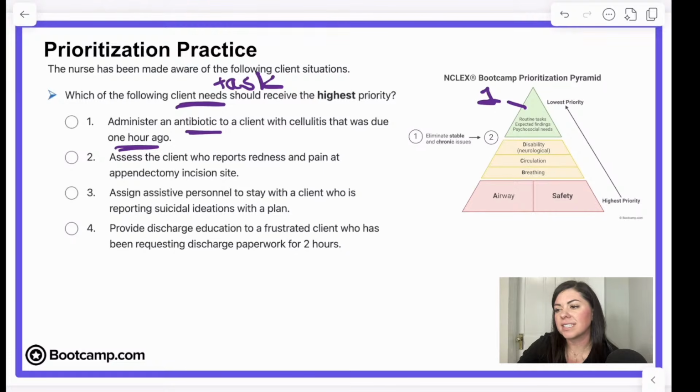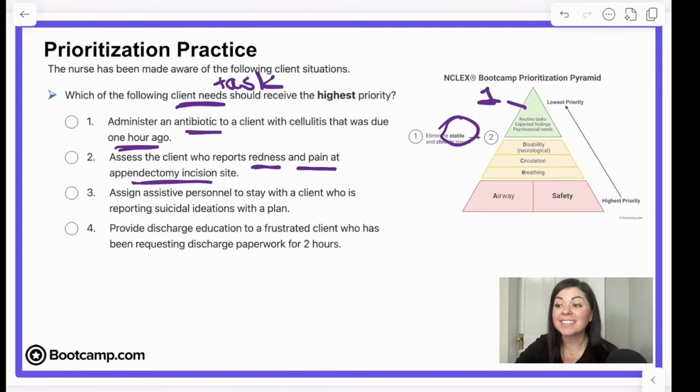Option 2, assess the client who reports redness and pain at their appendectomy incision site. Whenever we have a surgical incision with redness and pain, what does that potentially indicate? It can indicate a couple things. Sometimes just the trauma of surgery will cause some redness and pain, but it also can indicate infection. This is not necessarily an expected finding, but it is stable, okay? Right now, all it's saying is that there's some redness and pain. We want to assess it, but it's not looking like the most important thing.